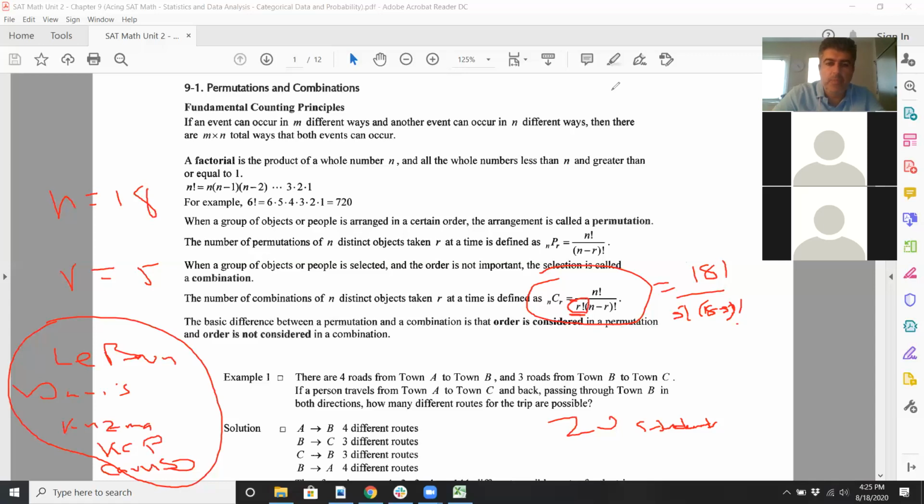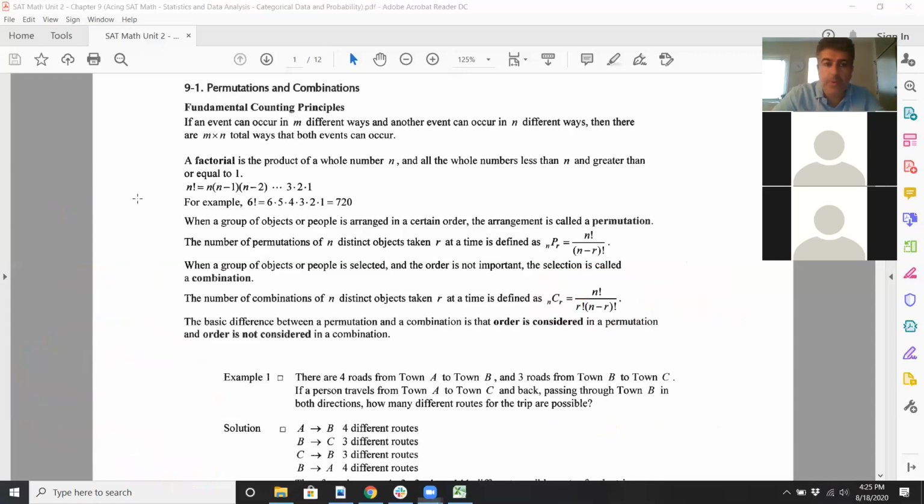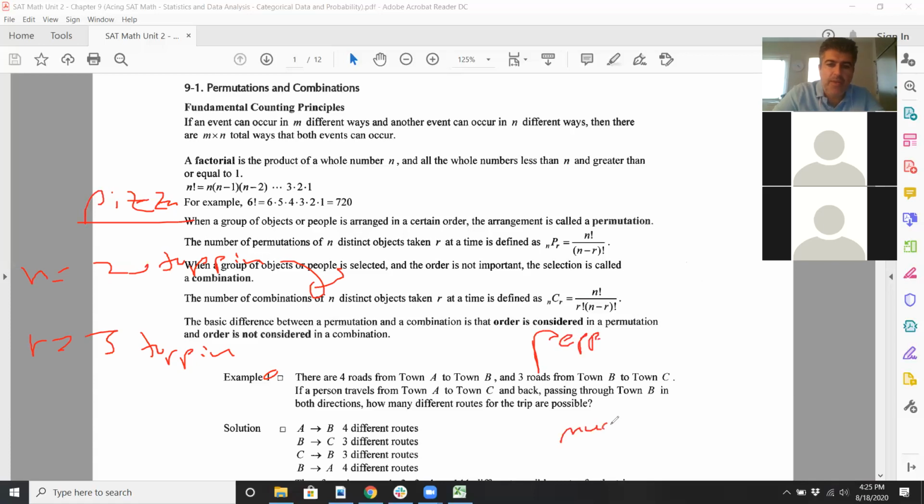Another good example would be, you're ordering a pizza. Say you've got 20 toppings. So that's going to be N, and you want a 3-topping pizza. Now, what do you guys think? Do you think this is going to be a combination or a permutation? Do we really care? Well, let's say I pick pepperoni, mushrooms, and olives.